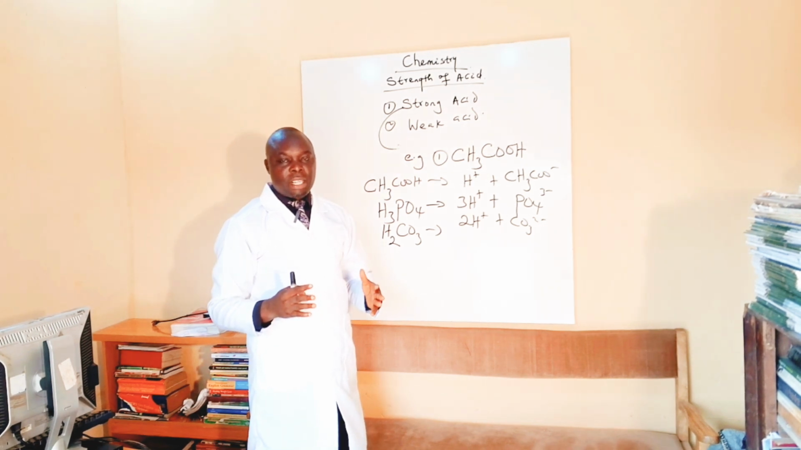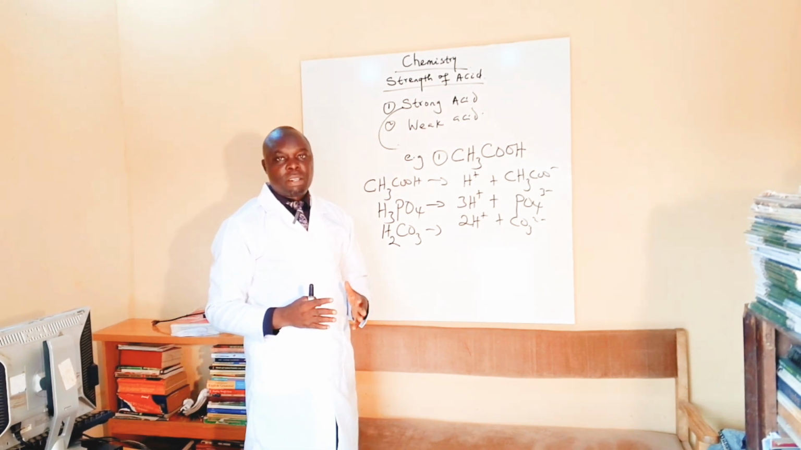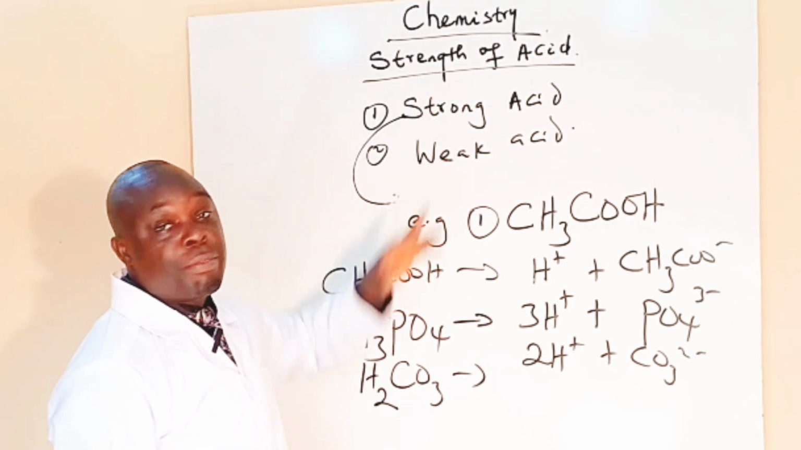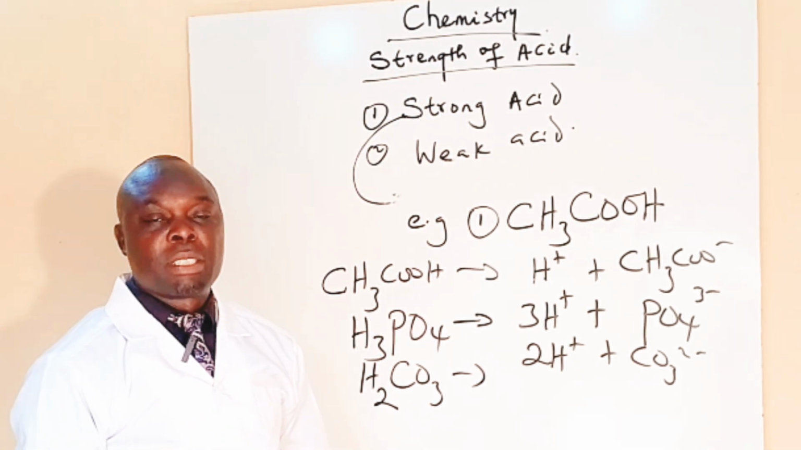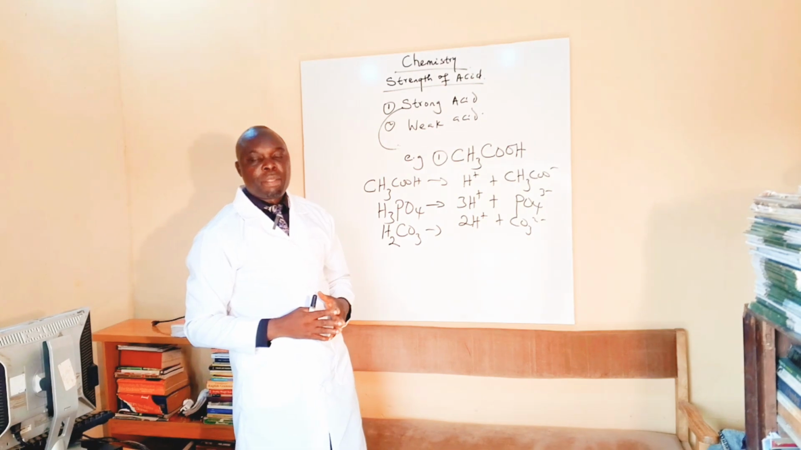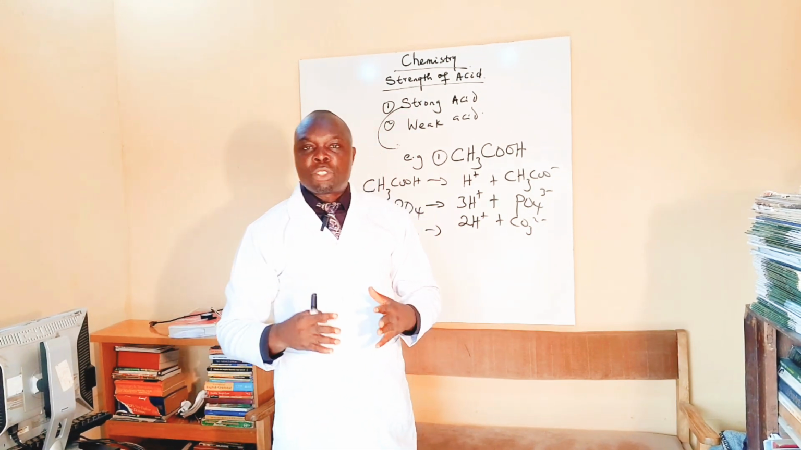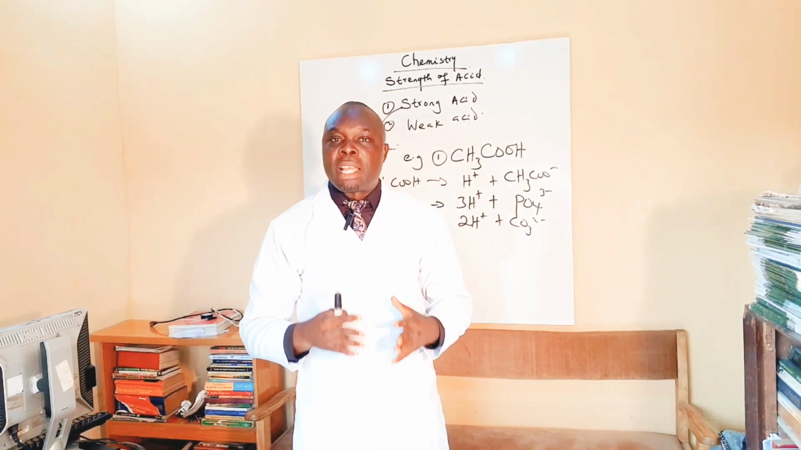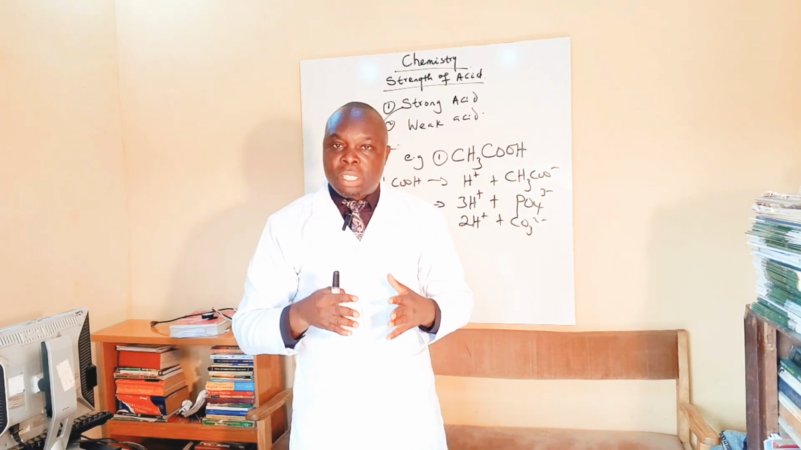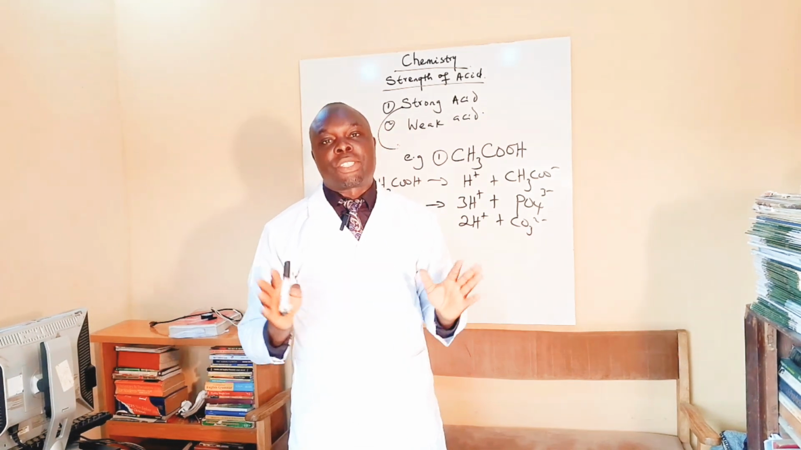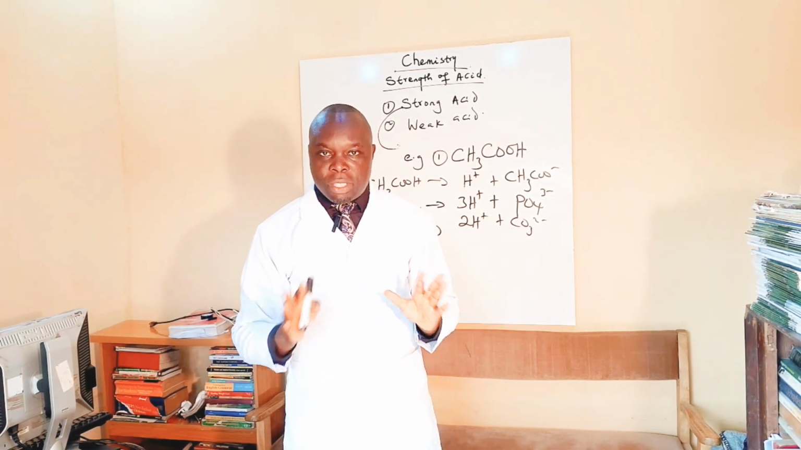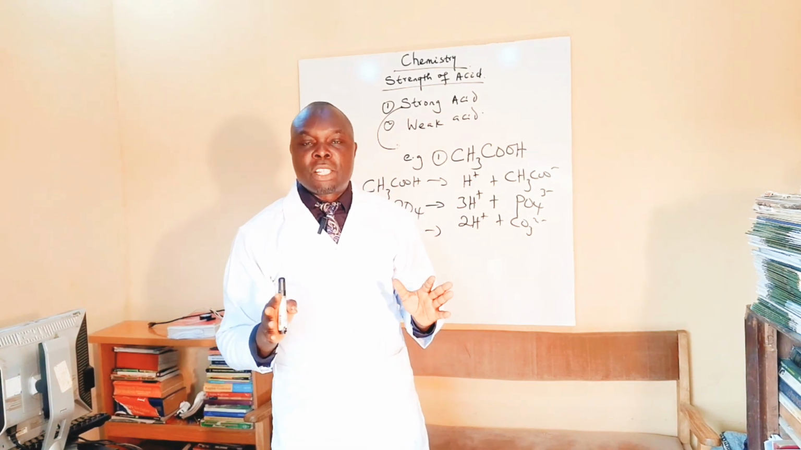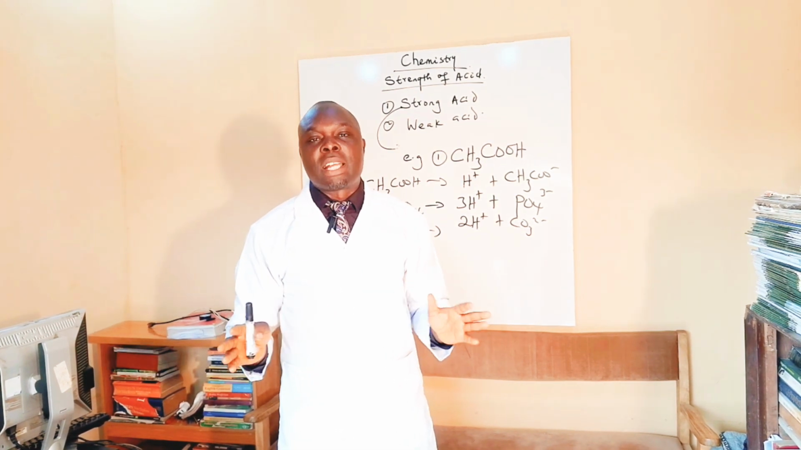What we have discussed now are the following. We have been able to define the strength of an acid. The strength of an acid simply means the amount of hydrogen ion produced by an acid in water when it ionizes. Based on this, we can classify acid into two types: strong acid and weak acid.